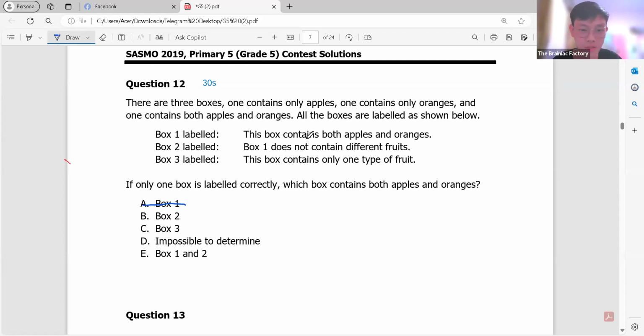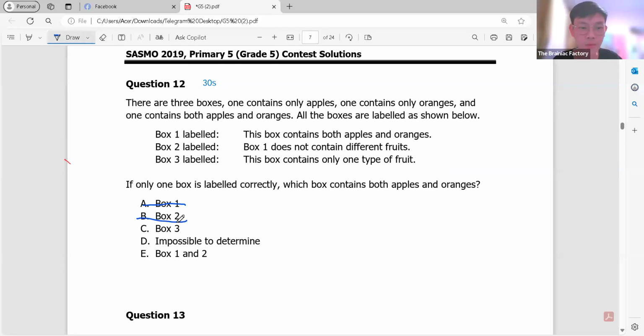If box 2 has both apples and oranges, then this is going to be wrong. And this one, box 1 does not contain different fruits, so this is correct, and this is also correct. So it's still not our answer. So we just cross out answer B as well.